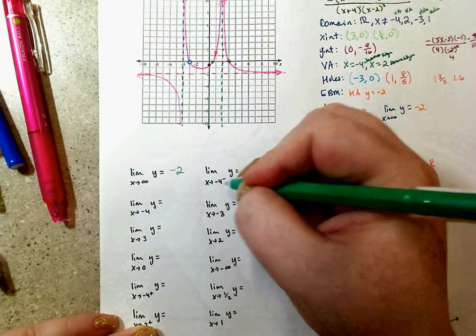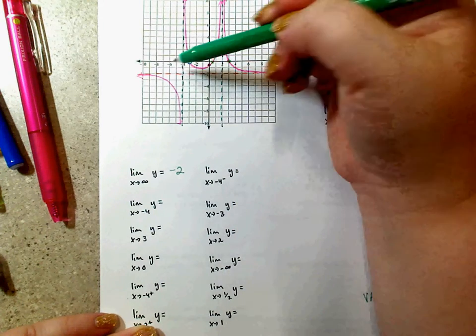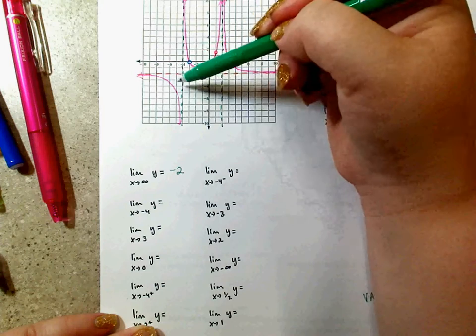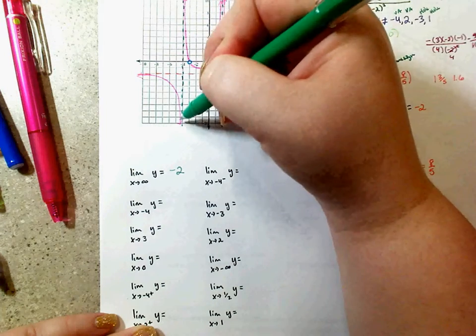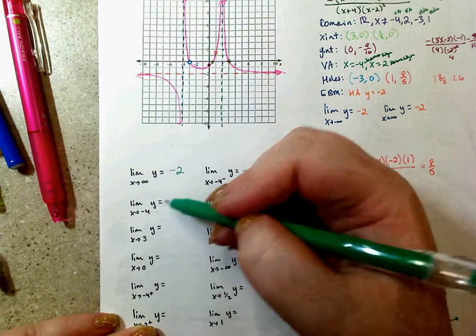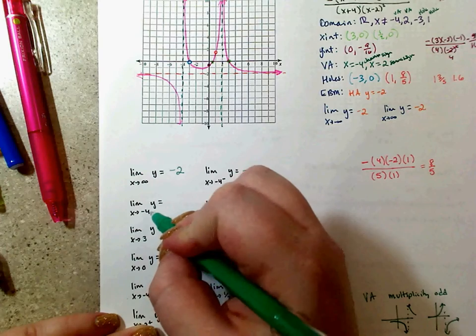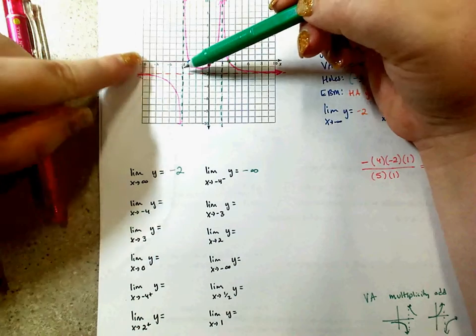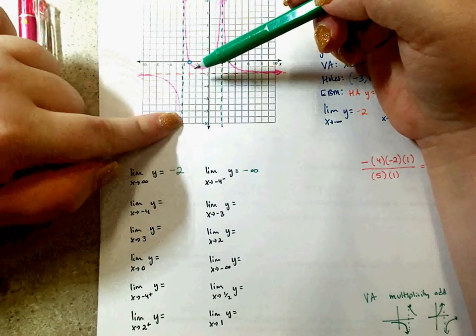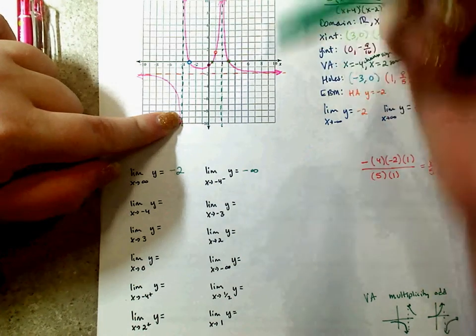-4 from the left. So if I approach -4 from the left-hand side, then it looks like it's going down, so that's -infinity. Okay? -4 in general. So if there's not a plus or a minus sign, that means approach it from both sides. On one side I'm going down to -infinity, on the other side I'm going up to positive infinity, which means they don't approach the same thing. So this one does not exist.